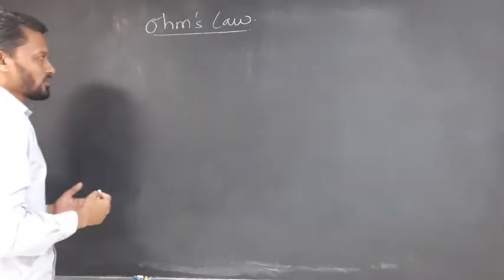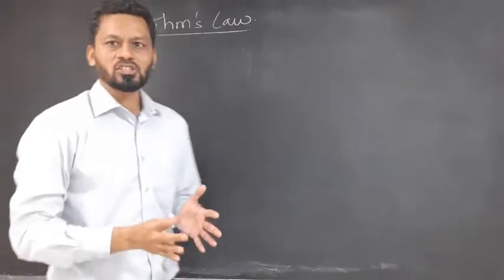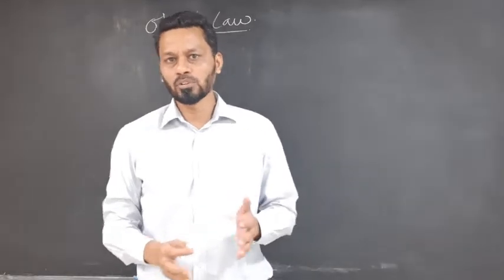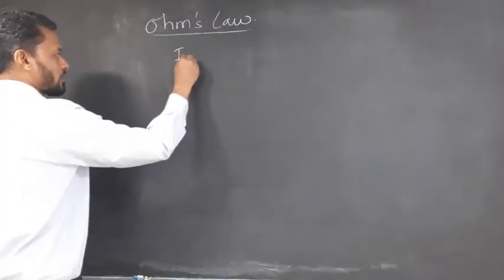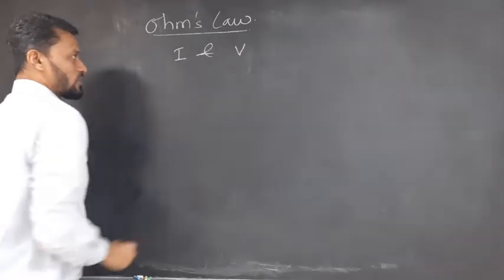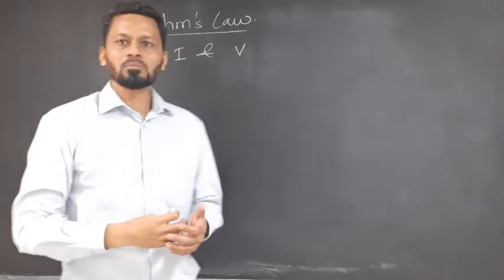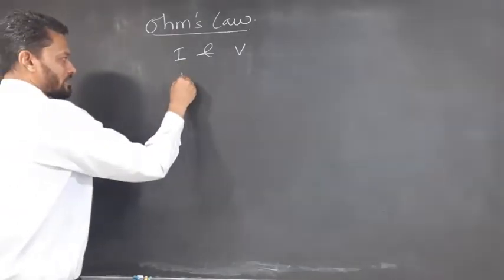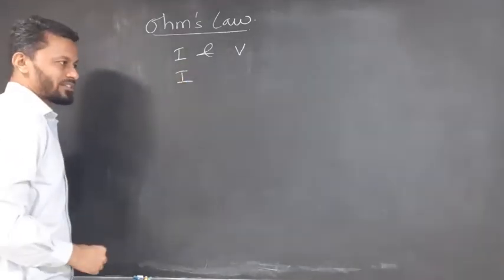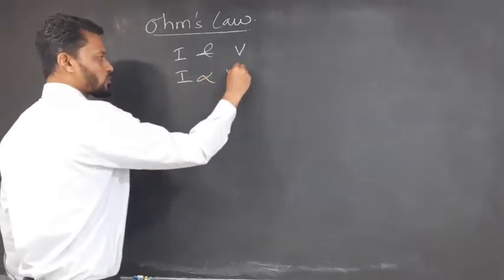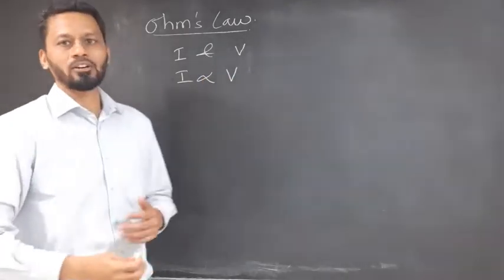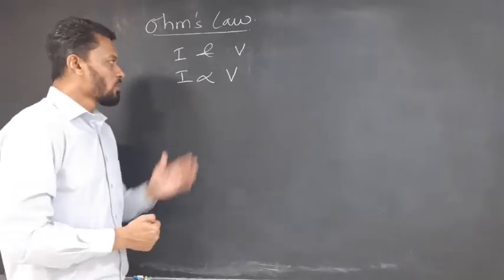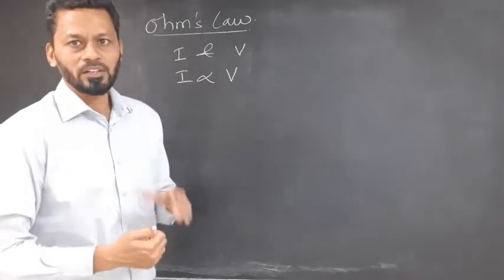Basically, Ohm's law shows the relation between two very important terms: electric current and potential difference, I and V. The electric current flowing across the circuit is always directly proportional to the potential difference applied across the conductor. So the more the potential difference, the more the electric current in a given conductor.